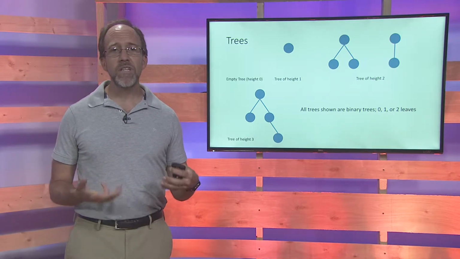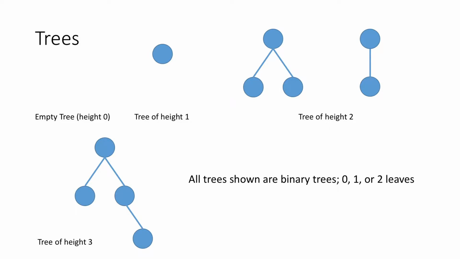And in a tree, you've got this concept of the height of the tree. So the empty tree has a height of 0. The single node has a height of 1. When you have just children underneath a single node, there's a height of 2. It's not that hard to count the height of a tree, really straightforward.